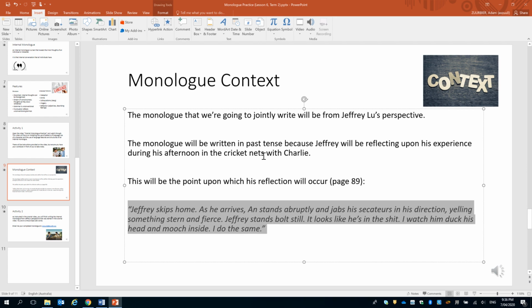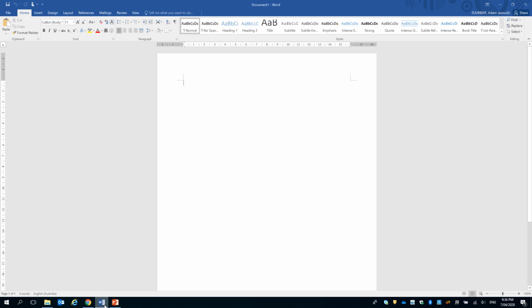So we're going to be writing a monologue from that point in time where Jeffrey is going to be reflecting back upon his afternoon in the cricket nets with Charlie. Because it is reflective, meaning he is looking back on a plot event that has happened, it will be written primarily in past tense. So that is our starting point. We're writing from Jeffrey's perspective from this point in the plot, and it is going to be written in past tense as he reflects back upon his afternoon in the cricket nets with Charlie. Okay, so let's switch over to our Word document. Here we go. I might just make that a little bit larger.